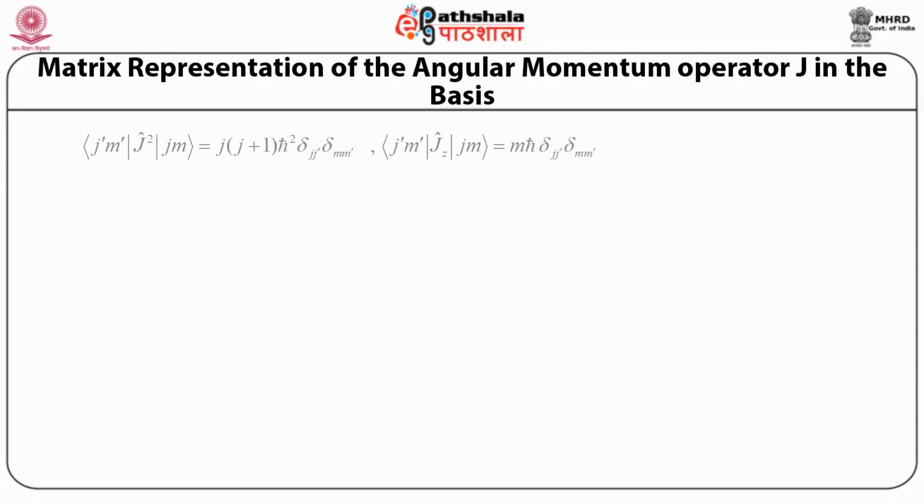The inner product of j prime m prime with operator j square ket jm is equal to j into j plus 1 h cut square delta j j prime delta m m prime. The scalar product of j prime m prime with operator jz ket jm is equal to m into h cut delta j j prime delta m m prime.